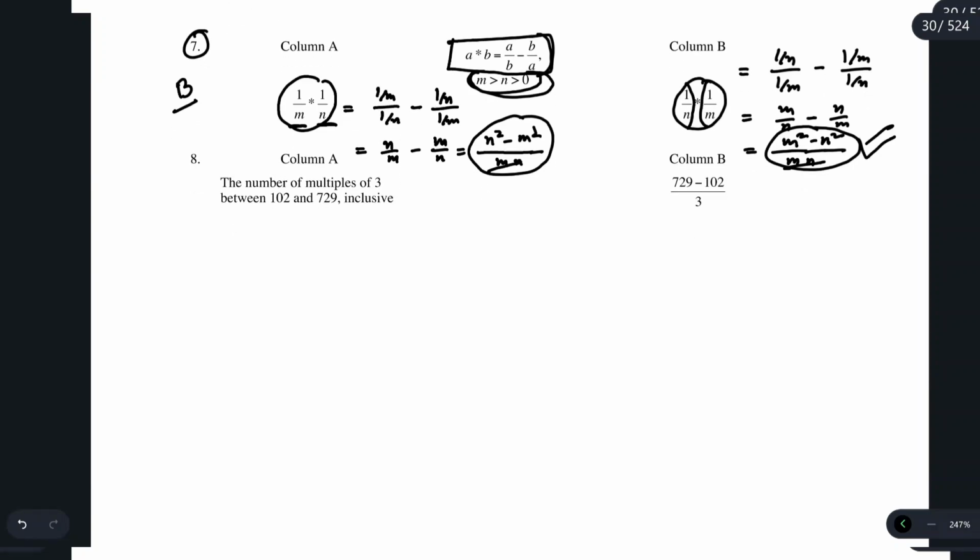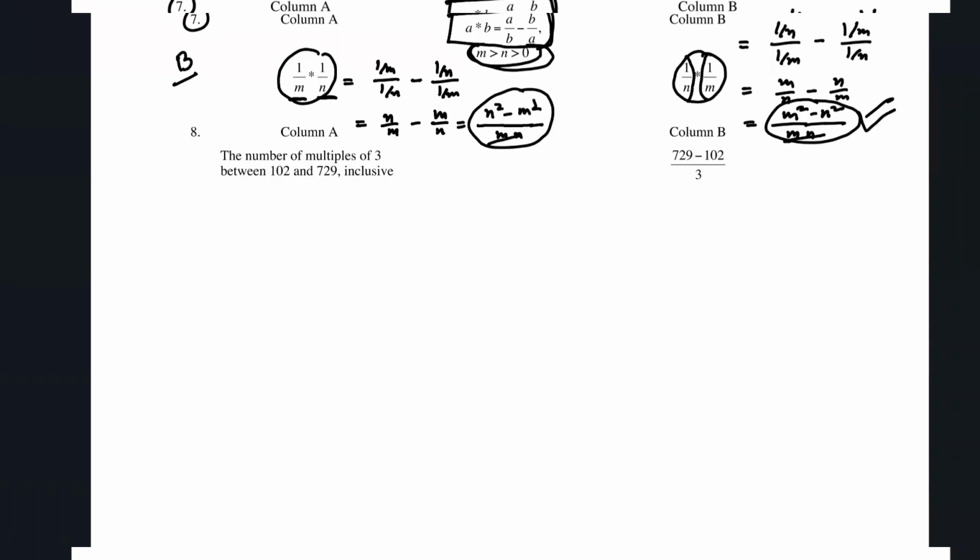Now we move to the final question, question 8. The column B seems quite simple. Let's try to figure it out. 729 minus 102 is like 627 over 3. And if we divide 600 by 3 is 200, and if we divide 27 by 3 is 9. So 627 divided by 3 should be 209. This is the value for column B.